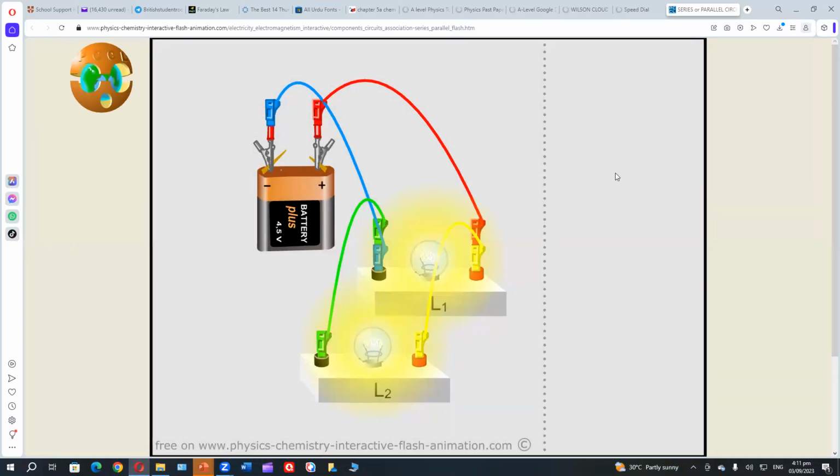Look at this circuit. You must have noticed that the circuit is bright. It is called a parallel circuit. Let me remove one lamp. Look at that. When you remove one lamp, the other lamp does not go off. This is called a parallel combination.